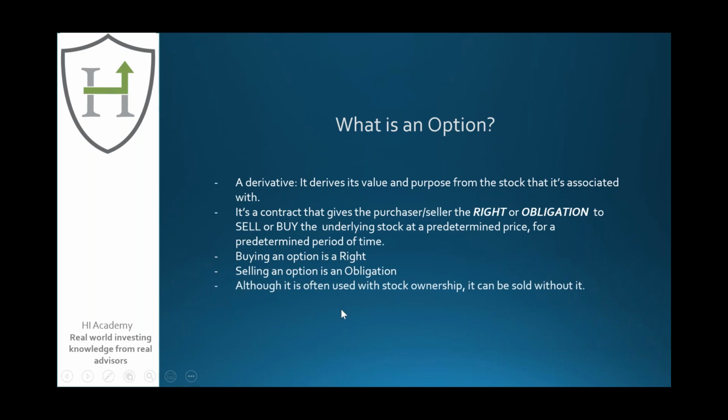Although it's often used with stock ownership, a short option can be sold without it. I would recommend against it. That's when it's defined as a naked option. I'm going to go over the risk associated with that in our last slide, but usually options can be used with stock ownership, or you could use two options together to create a spread trade. One option contract controls 100 shares of an underlying stock.